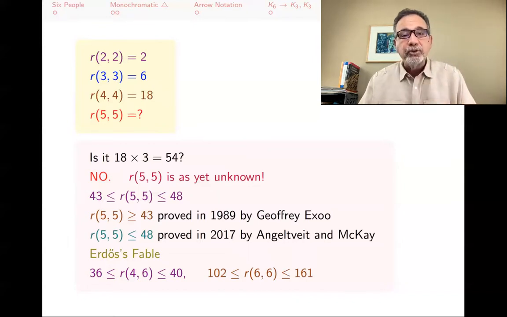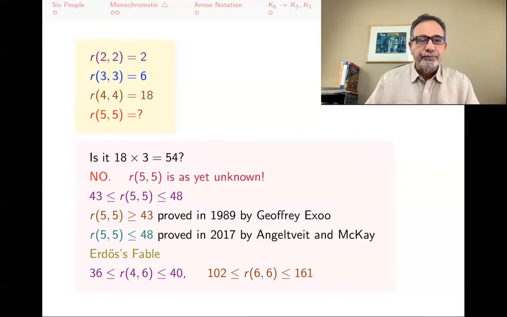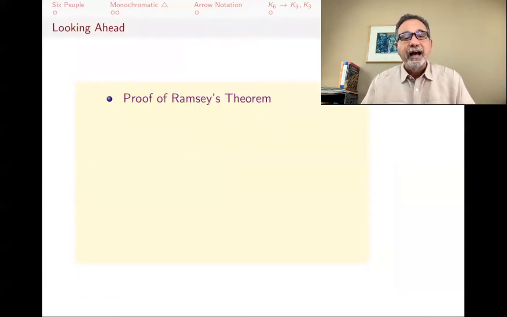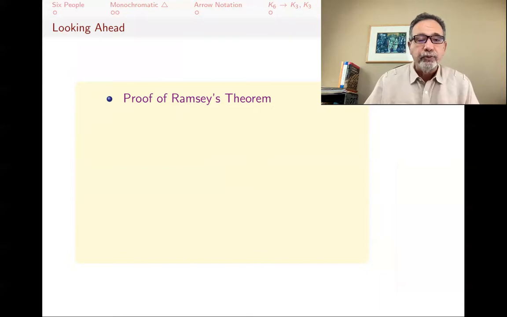But precise answers are the subject of current research. If you look in combinatorics papers, there will be all kinds of papers about Ramsey theory. Okay, so looking ahead, the next video will be about a proof of Ramsey's theorem in the case of two colors. I mean, the theorem that I mentioned in this lecture, I'll give you a proof.